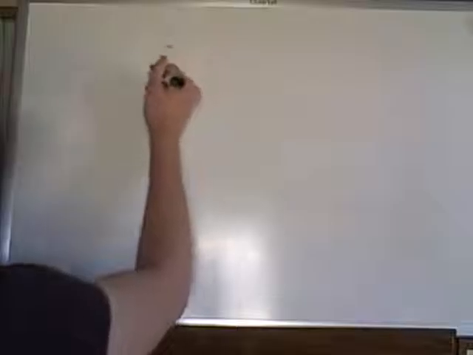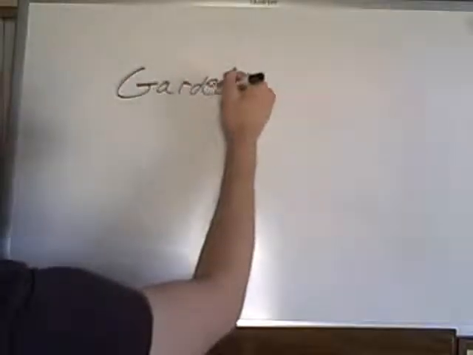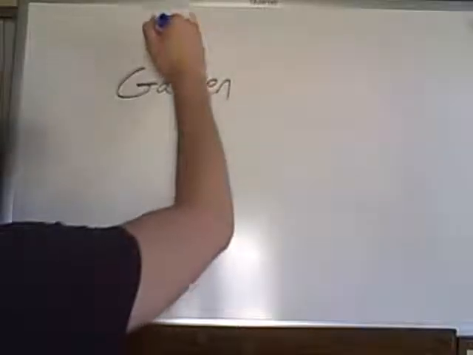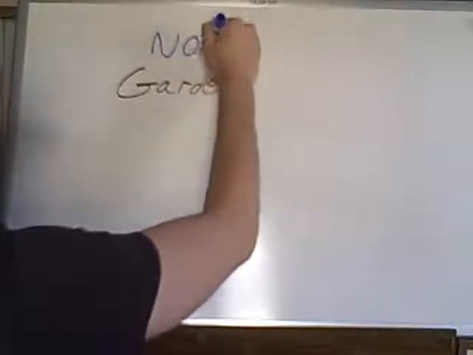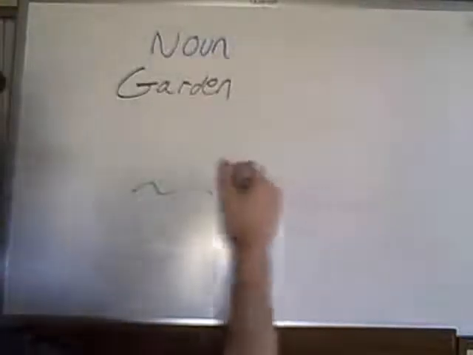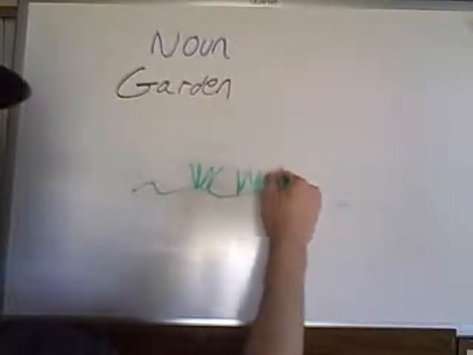And that word is garden. Now, when garden is a noun, what's it mean? It's the place where we plant all our plants. Right in the garden.